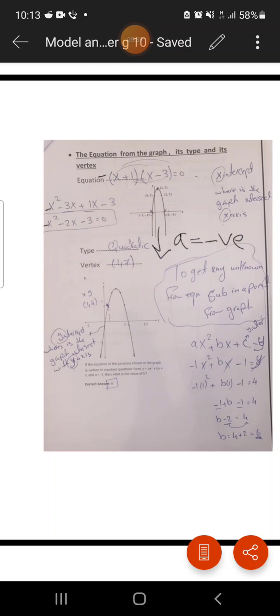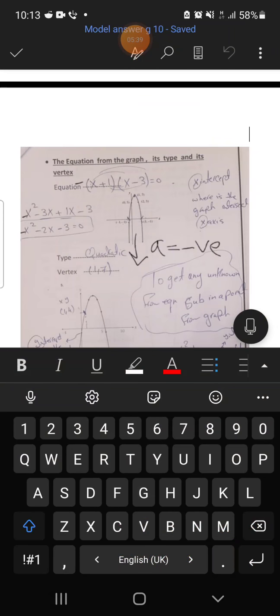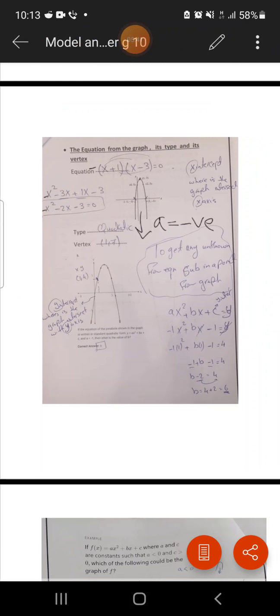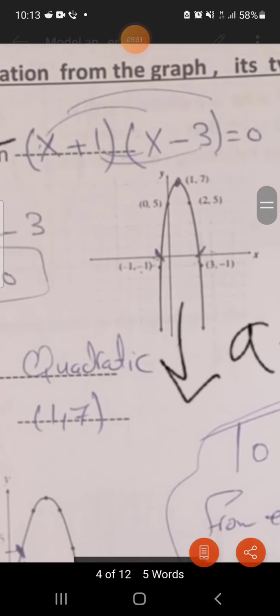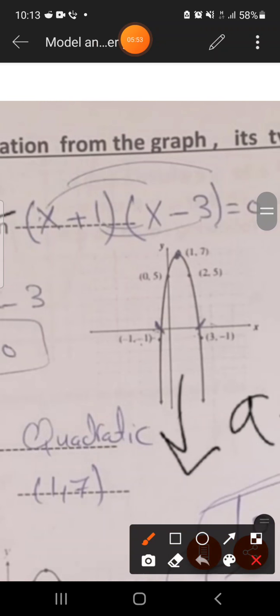What about here? The type is quadratic function, and here the vertex is 1 and 7. Okay, this point is called a vertex, this point, which is 1 and 7.